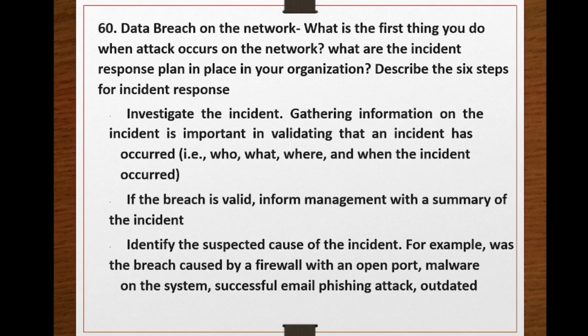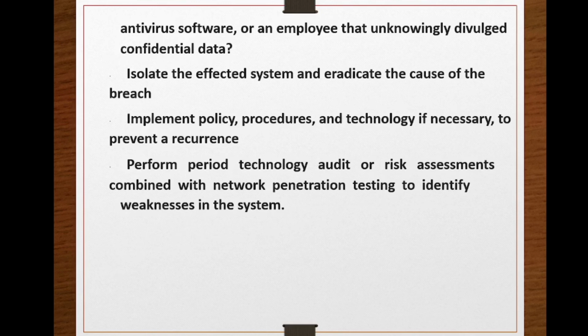If the breach is valid, inform management with a summary of the incident. Identify the suspected cause of the incident. For example, was the breach caused by the firewall with an open port, malware on the system, a successful email phishing attack, outdated antivirus software, or an employee that unknowingly divulged the confidential data? Isolate the affected system and eradicate the cause of the breach. Implement policy, procedure, and technology if necessary to prevent a recurrence. Perform periodic technology audit or risk assessment combined with network penetration testing to identify weakness in the system.